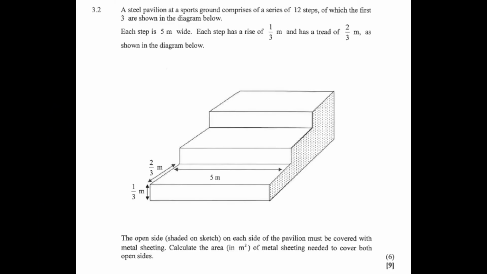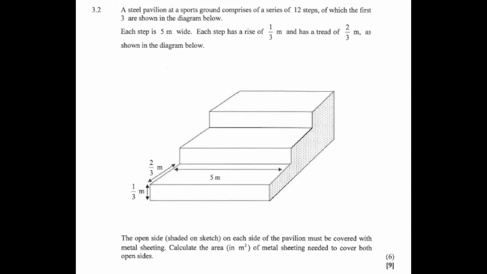So question 3.2, they say that a pavilion at a sports ground comprises a series of 12 steps, of which the first 3 are shown in the diagram, and then we have a diagram, and they say that each step is 5 meters wide. We'll come to know soon that that piece of information is actually useless, and we won't be using it in any of our calculations, and it's maybe just to throw you off.